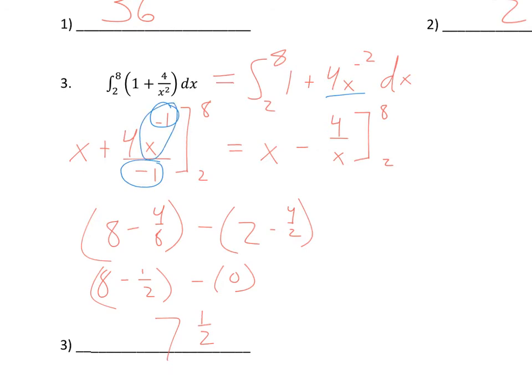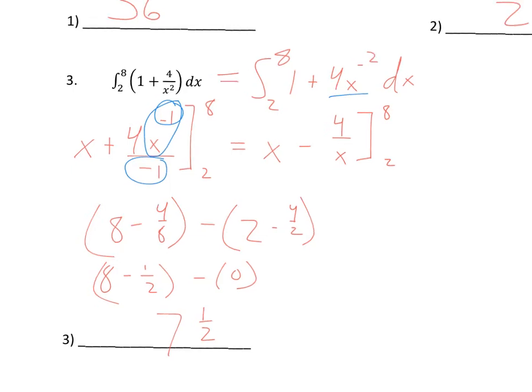You have to drop the base for this one, so it becomes x minus 4 over x. When I plug in 8 to the first half, I get 8 minus 4/8. The second half of the fundamental theorem there, I get 2 minus 4 over 2. So I basically have 8 minus 1/2 minus 0, which is 7.5.